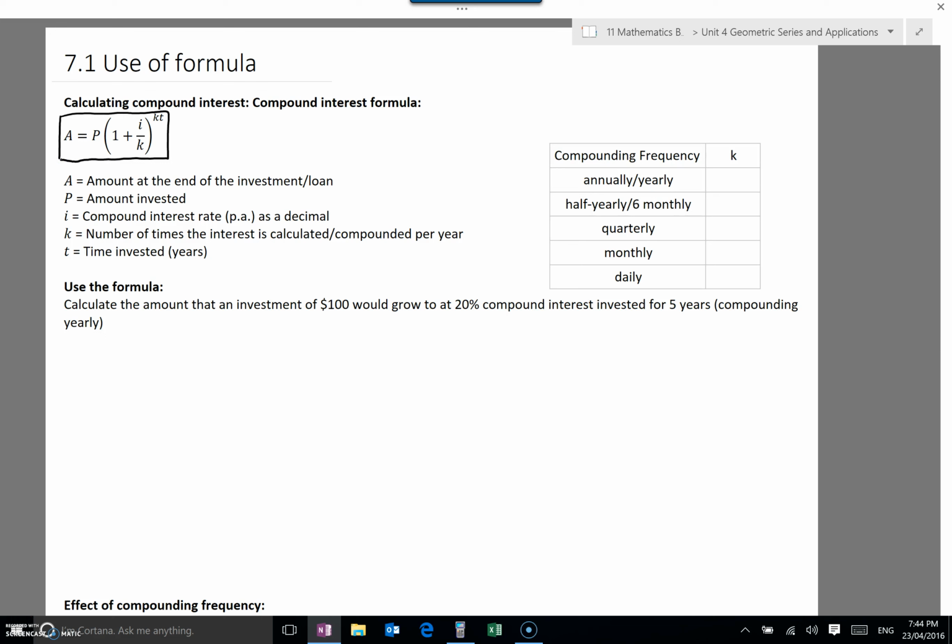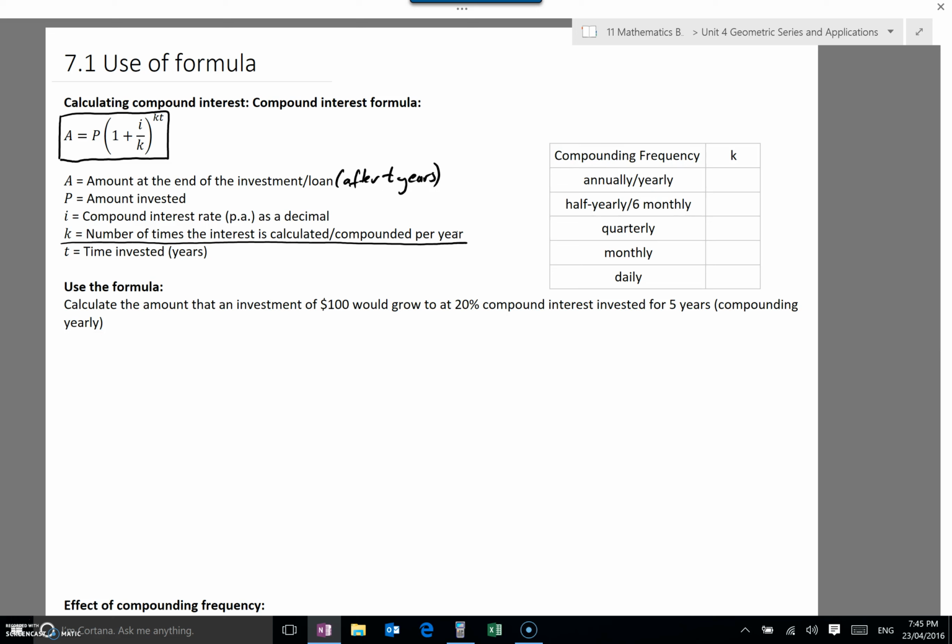Basically, A is the amount that we have at the end of the time period, so after T years. P is the amount that we invest. I is the interest rate as a decimal, the compound interest rate per annum. K is the number of times the interest is calculated or compounded per year. In the example we looked at on the previous page, we compounded it on a yearly basis.